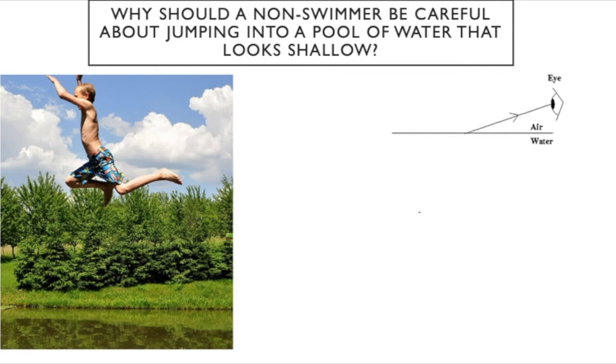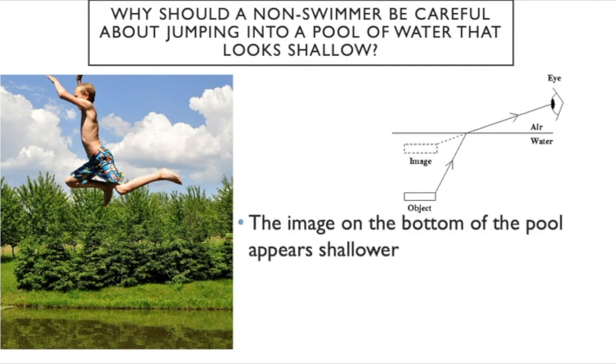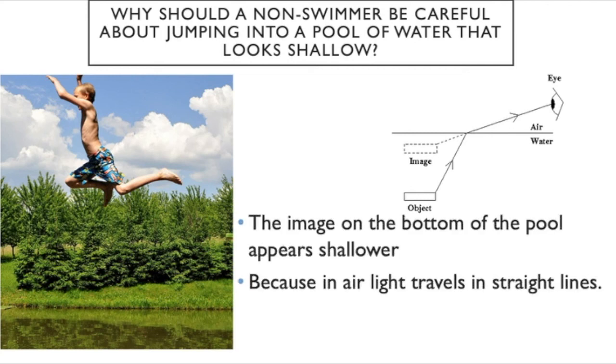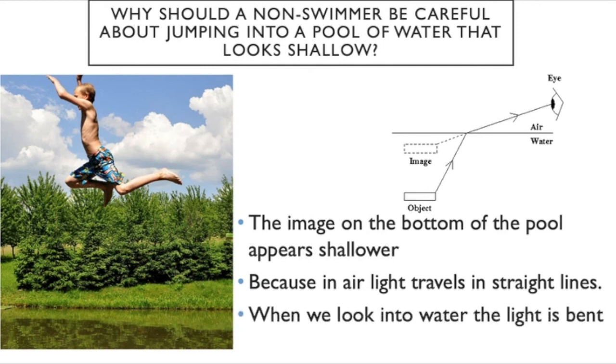So in everyday life, we know that light travels in straight lines. We've just found out that when light hits the boundary between two different transparent media, then it changes direction. But we're not used to that. So if there's an object at the bottom of a pool of water, our eye would think it's there because we think that the light travels in straight lines. So the image on the bottom of the pool appears shallower because in air light travels in straight lines. When we look into water, the light is bent because it is refracted.